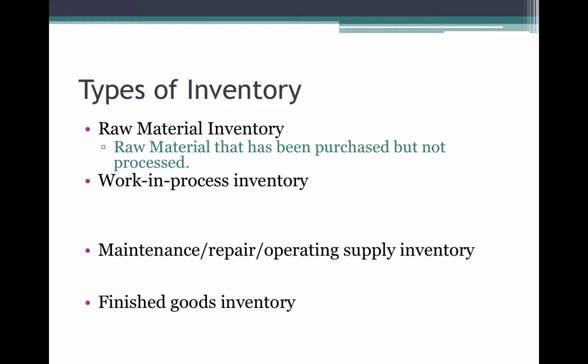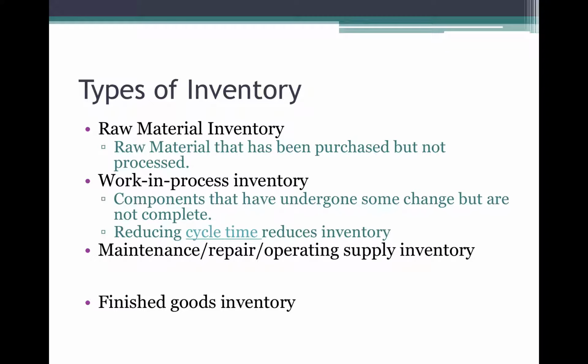So starting with, we can talk of raw material inventory. These are the materials which have been purchased but not processed, and they are going to be part of your finished good at some point of time in your manufacturing process. You can also talk of work in process inventory. So work in process inventory is going to be those components which actually have undergone some change but are not complete, so the work is still being done on that. So that is your work in process inventory.